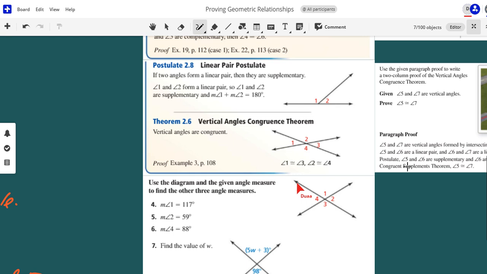Do you have any idea what the meaning of a theorem is, and what the difference is between a postulate and a theorem? No. So theorems are basically statements that can be proven true using logic.